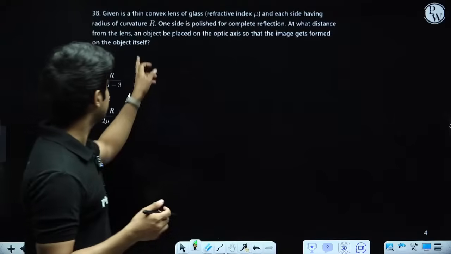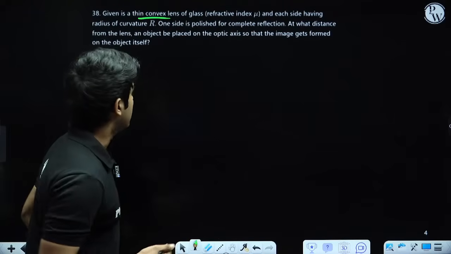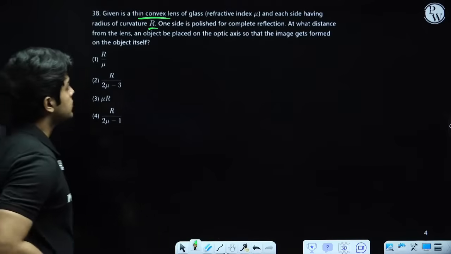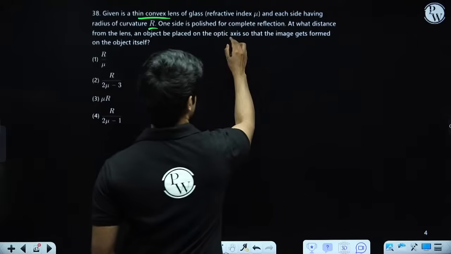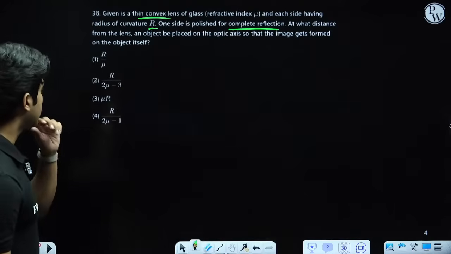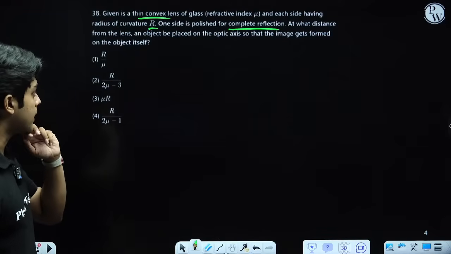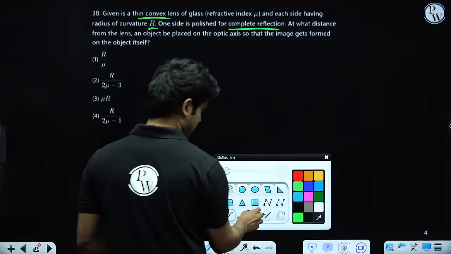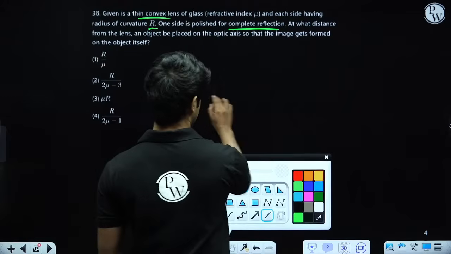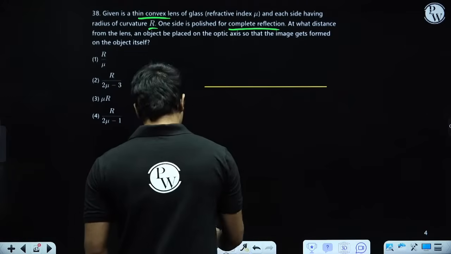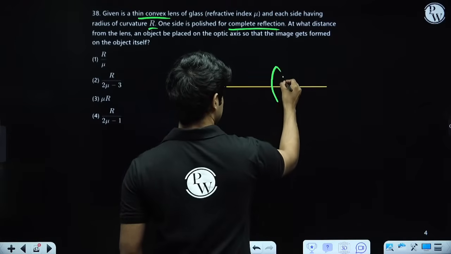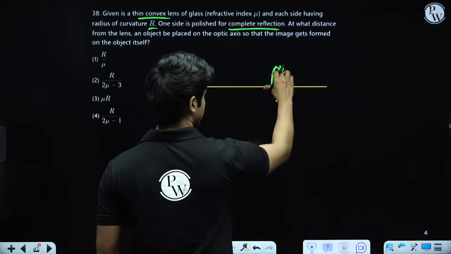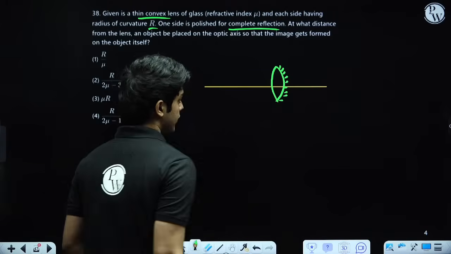Okay, so we have a thin convex lens of glass, refractive index mu, and each side is having a radius of curvature r. One side is polished for complete reflection. At what distance from the lens should the object be placed on the optic axis so that the image gets formed on the object itself? So we want the image to be formed exactly at the object. So we have a biconvex lens and one side is actually silvered. You can treat it like a combination of a convex lens and a concave mirror.